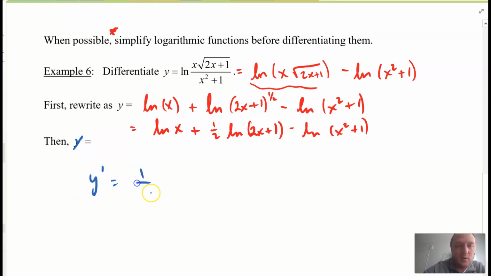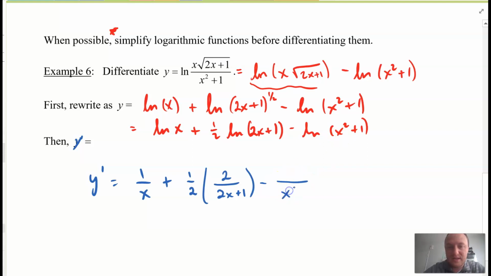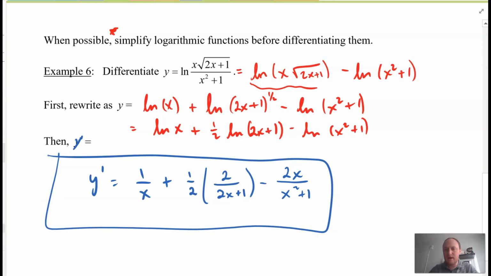Y prime is 1 over x plus, now I have 1/2 times the derivative of this, which is the derivative of the top times whatever's on the inside, right? 2x plus 1. That's just the chain rule. Okay, 1 over x. And then minus over here, again, I'll write it like this, right? So the inside goes on the bottom times the derivative of the top. And there you have it. That is your derivative. Not so bad, right?